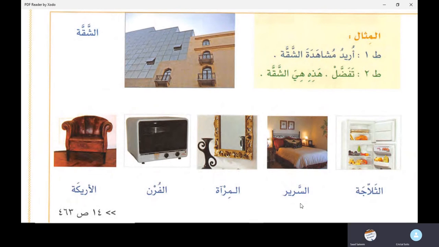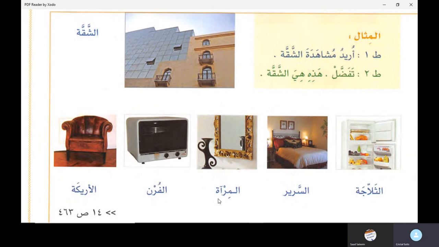Uridu mushahadata sarir. So it'll just be sarir. You can say uridu mushahadata sarir. I want to see the bed. Tafadal, hazihi hiya sarir. No, sarir is a masculine word, so you will say haza huwa. So it would just be haza huwa sarir. Good.